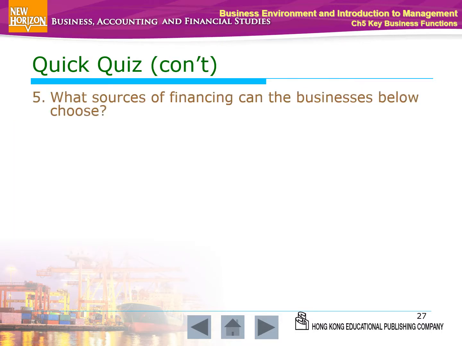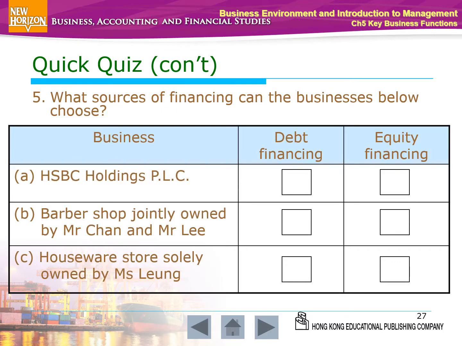5, what sources of financing can the businesses below choose? Yeah, we're talking about debt financing and equity financing. Debt financing means borrowing money. Equity financing means issuing shares or getting savings from the owners.